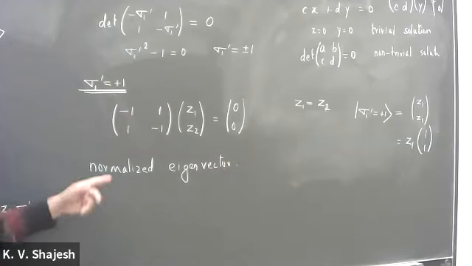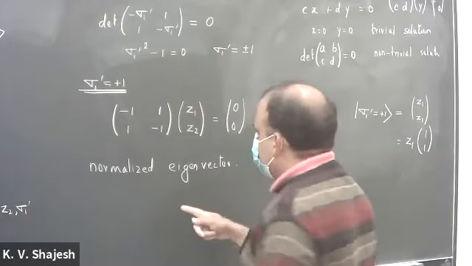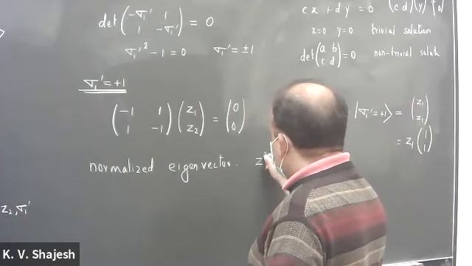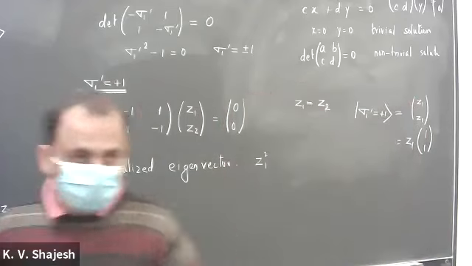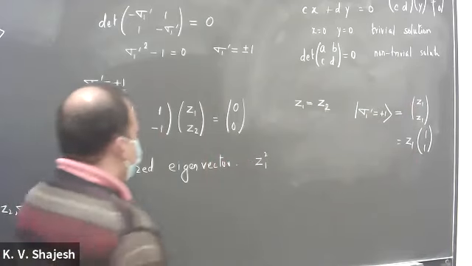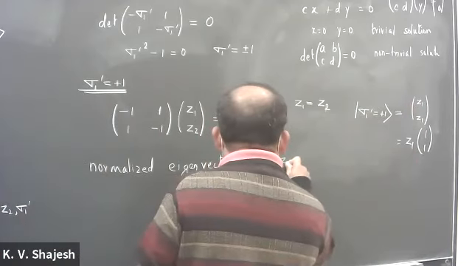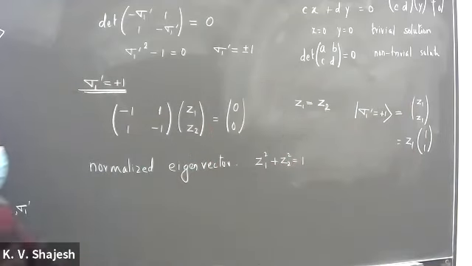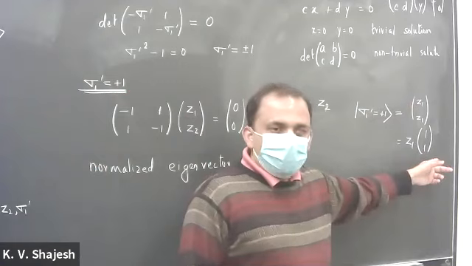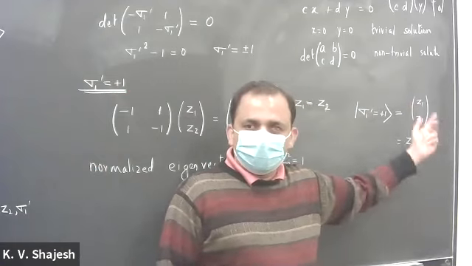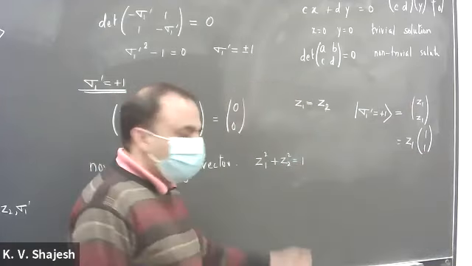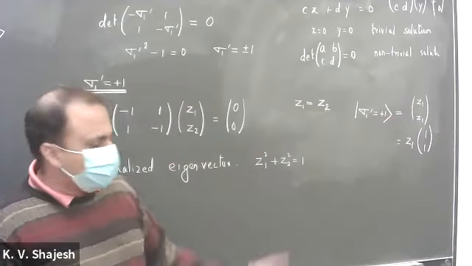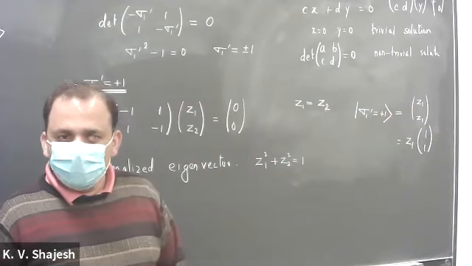So let's see. Normalized eigenvector means dividing the vector by the magnitude. Very good. So z1 squared plus z2 squared is equal to 1, correct? The vector is here, and I have to divide it by the magnitude. Okay, what do I get? Let's do that right here if you want. Divided by the magnitude, what do I get?